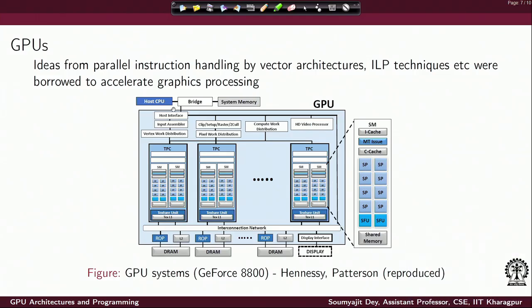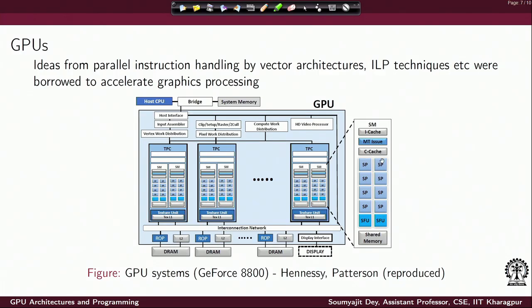So, since we have already gone back, as you can see, we have this input assembler like we discussed for the graphics pipeline, then the vertex work distribution, which will distribute work, and also the pixel work distribution. They distribute the vertex and pixel work to the different TPCs, and finally, we have the ROPs as fixed function blocks, also the texture units as fixed function blocks, and the outputs finally go to the viewport.